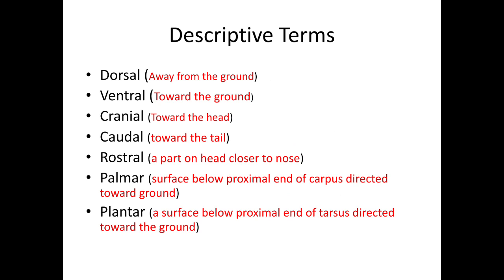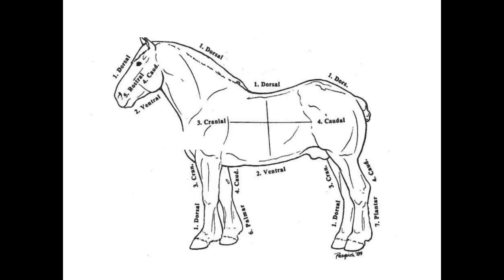Rostral refers to the part on the head which is closer to the nose, and you can say the eyes are rostral to the ears. Palmar refers to the surface below the proximal end of the carpus directed toward the ground, and plantar is the surface below the proximal end of the tarsus directed toward the ground. Palmar refers to the forelimbs, and plantar refers to the hind limbs. Here the different terms are explained in the picture: dorsal, rostral, caudal, ventral, cranial, dorsal, palmar, and plantar.